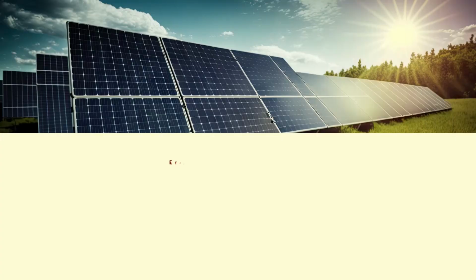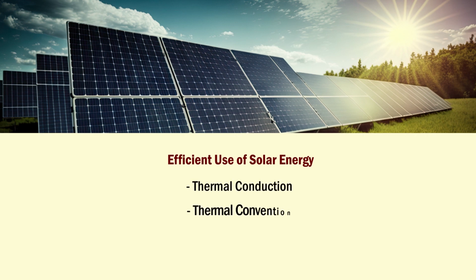Now, how efficiently solar energy can be used, we have to understand this. The key to efficient use of solar energy lies in the efficient mode of heat transfer in a solar energy collector. So basically there are three possible modes of heat transfer. As you know, one is thermal conduction, the second is thermal convection, and the third is thermal radiation.